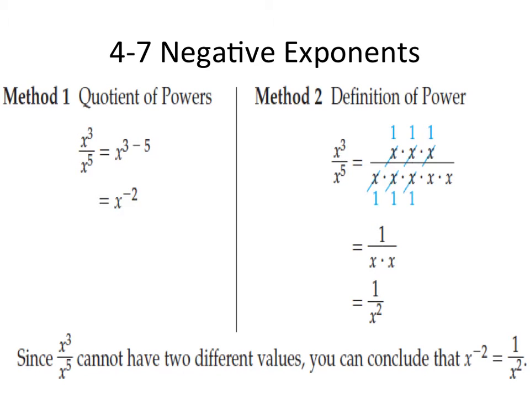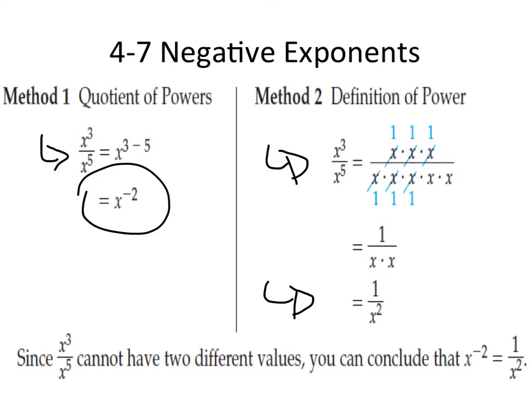Welcome to 4-7 negative exponents, where our two objectives are to write expressions using negative exponents and evaluate numerical expressions containing negative exponents. Two methods that have been covered in the past are quotient of powers and definition of powers. As you can see in our example, in method number 1, we of course subtract our exponents and come up with a negative exponent. In the definition of powers, we use our factorization skills, cross out, and we notice that we have 1 over x squared.